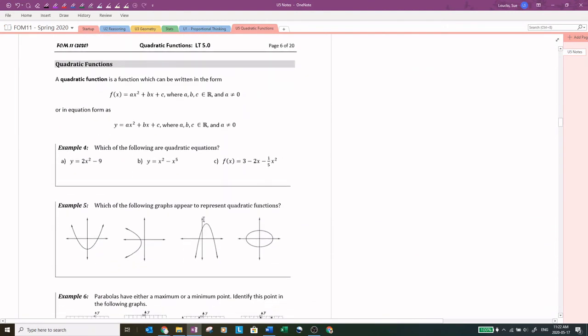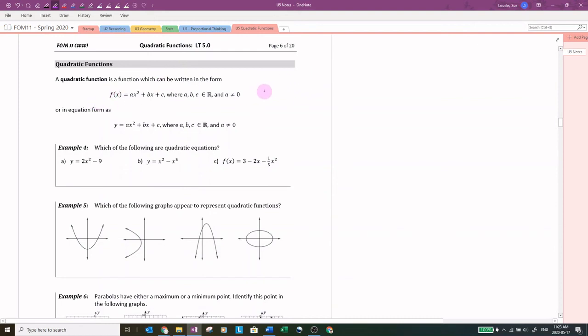So this whole unit is about quadratic functions. And a quadratic function is a function which can be written in the form f of x equals ax squared plus bx plus c, where a, b, and c are all real numbers. Okay, that's what this is. A, B, C are elements of the real number set, and a is not equal to 0. And that's because if a equals 0, then this term disappears and it becomes a linear equation, bx plus c, which is what you studied last year.